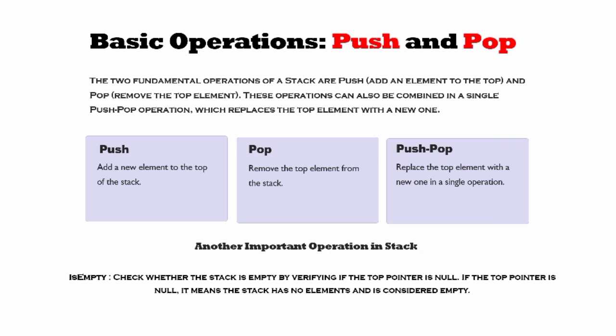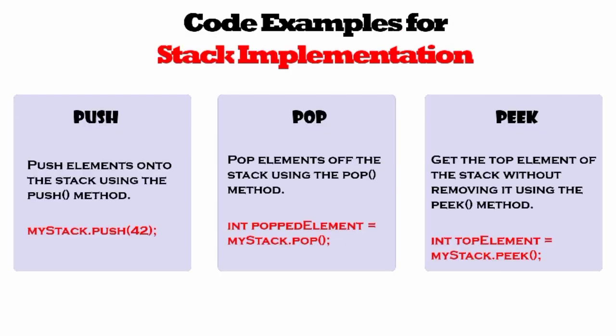Push operation is used to add an element at the top of the stack, and pop operation is used to remove the element from the stack. And when these two operations are combined into a single one, it is known as push pop operation. That means in push pop operation, the top element of the stack gets replaced with a new one in a single operation. Another important operation in stack is the empty operation. It is used to check whether the stack is empty by verifying whether the top pointer is null or not. If the top pointer is null, it means the stack has no elements and is considered empty. So let's move to the next slide.